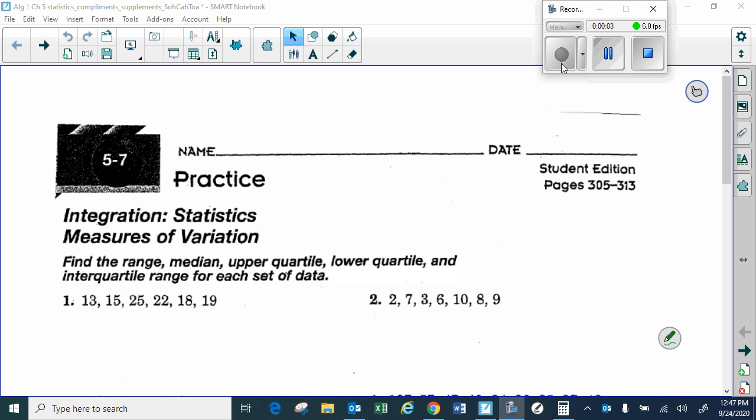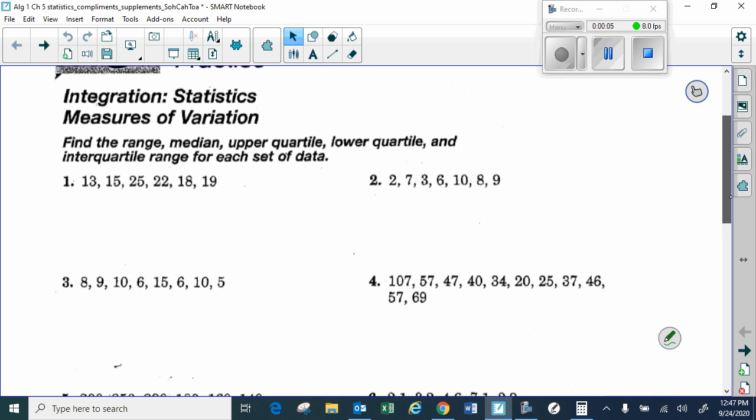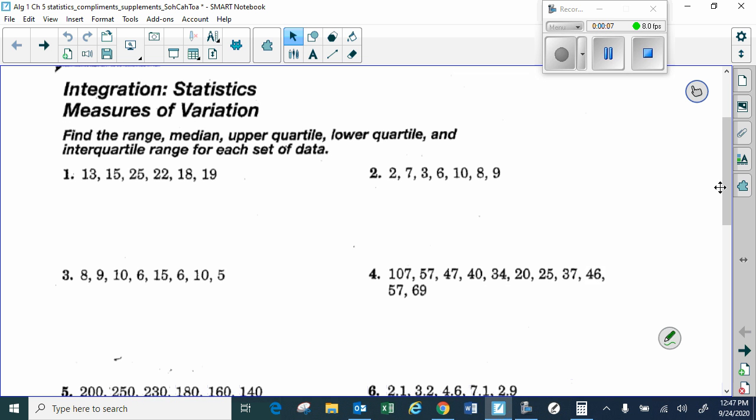All right, we're going to go ahead and go over problems from this worksheet now. Statistics measure variation and find the range, median, upper quartile, lower quartile, and inner quartile range. So first off, these need to be arranged in order from smallest to greatest. Notice these are not in order from smallest to greatest. So first thing I need to do is do that.